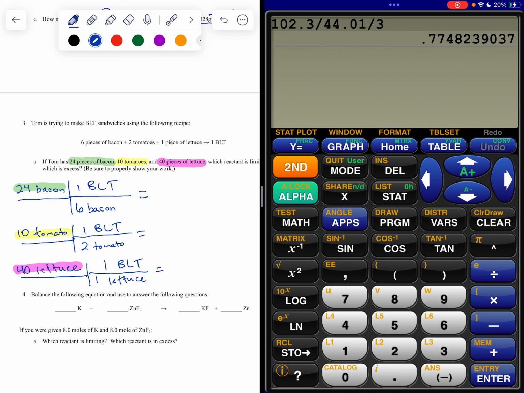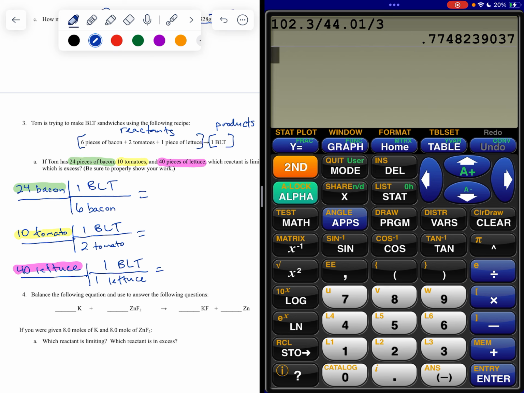where we're taking all of the amounts of the starting substances, whatever the reactants are that we have, right? These are like the reactants. And the BLT is, in this case, just 1 product. Right, those are the products. And then we're just going to figure out how many BLTs I should be able to get based on the starting amounts of those ingredients.